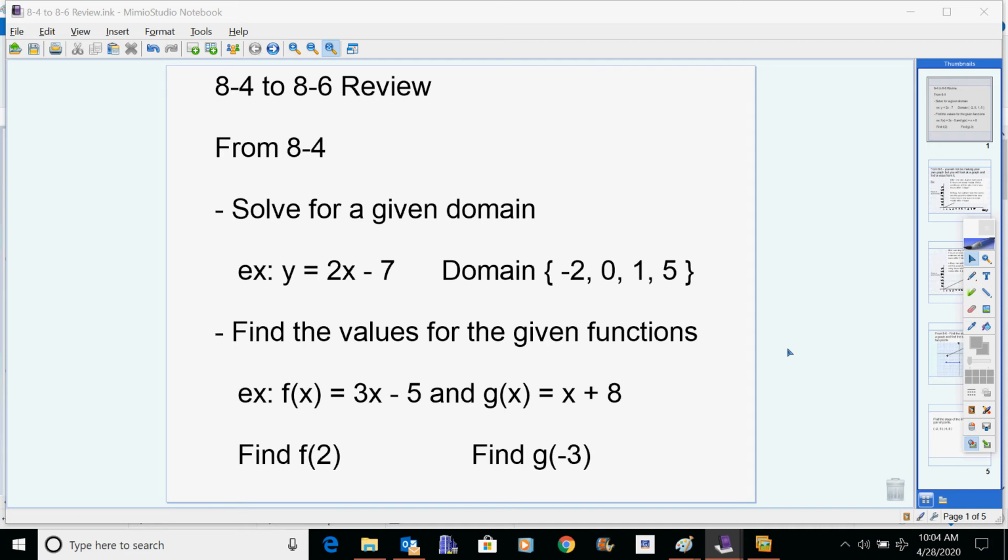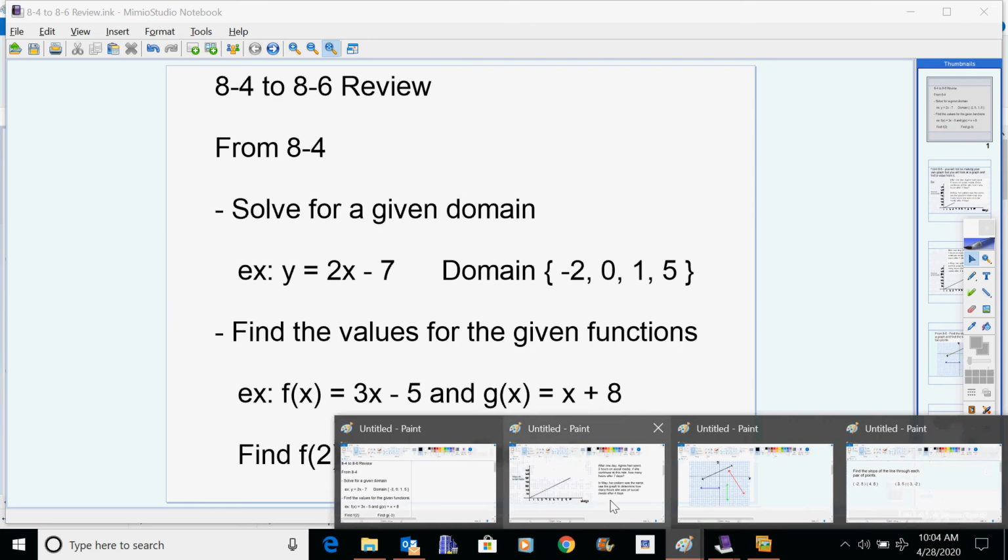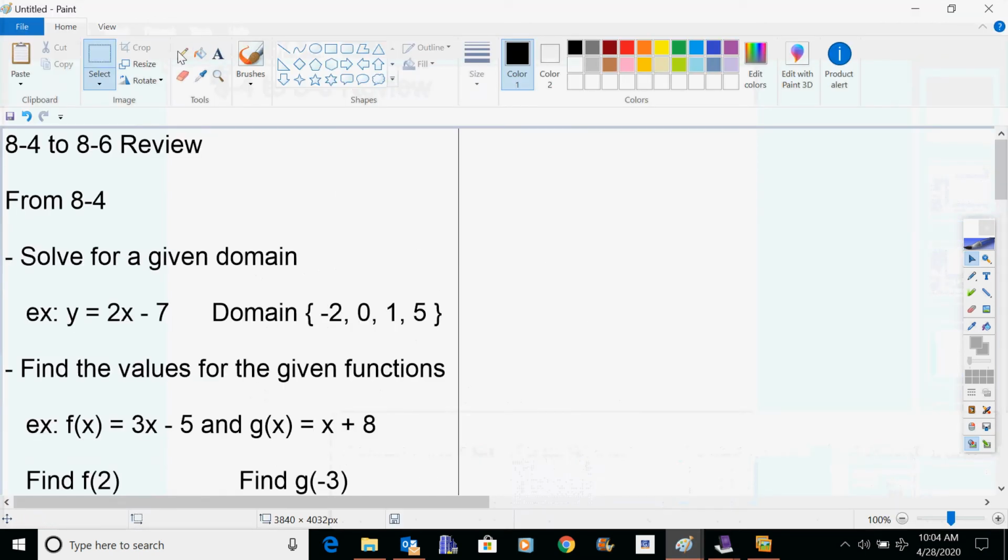But for now, let's just go over this. I'm not going to make this super long or drawn out, just a couple of examples of each type of thing you can expect. From section 8.4, if you remember, that was supposed to be when you solved for a given domain. So let's just go through real quick and figure that out. And also the other thing in that was to find the values if you are given functions. So we'll just take a look at those two examples and see how we do with them. Okay, so first of all, solving for a given domain.